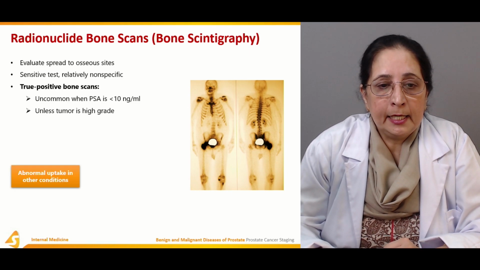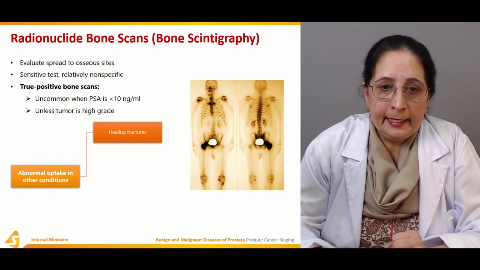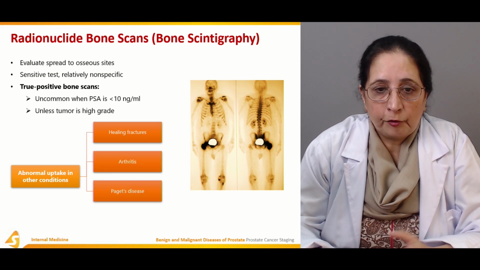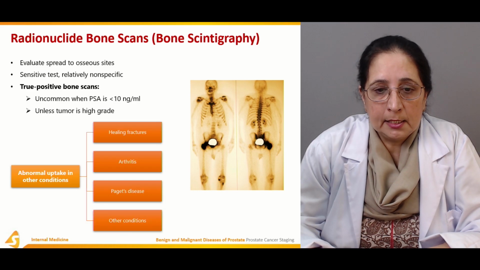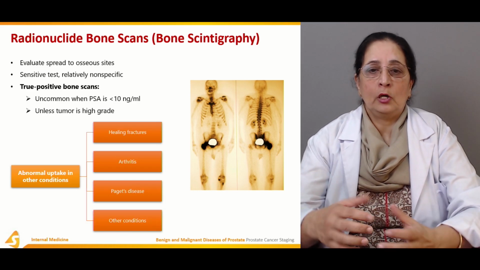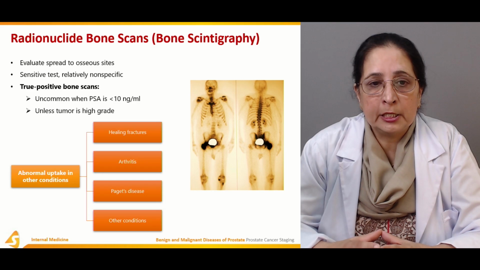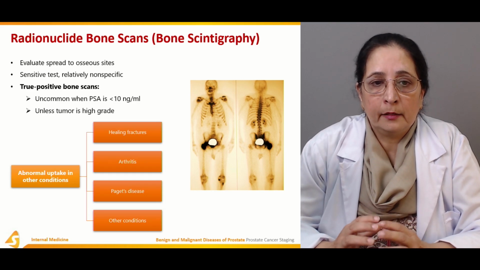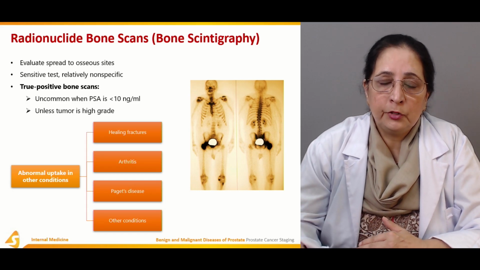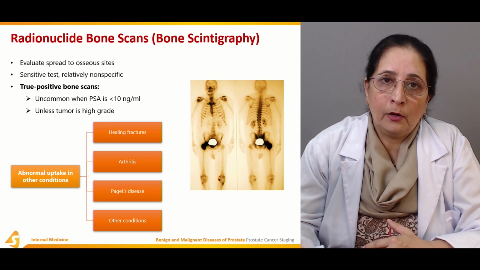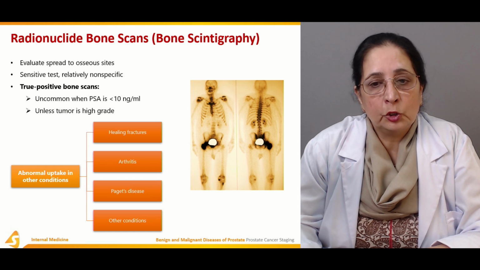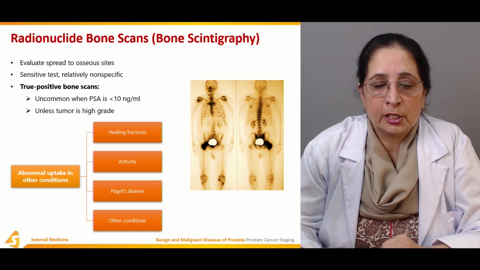Abnormal uptake in other conditions like healing fractures, arthritis, Paget's disease, and some other conditions also gives abnormal uptake on the radionuclide bone scan. So this is also used to find out the spread of the cancer to the bone or osseous sites.